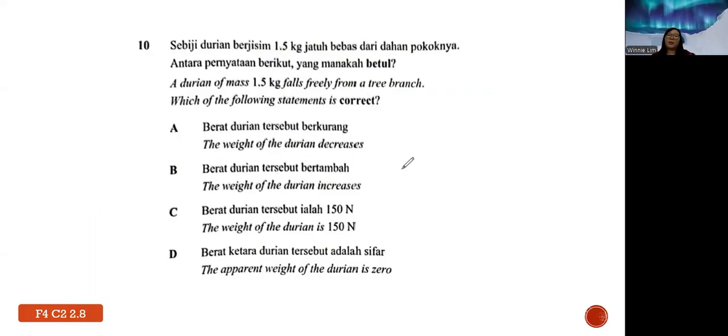So C, the weight of the durian is 150 Newton. Not so accurate. Why? Because W equals mg, and g is actually 9.81 on Earth. So that's why the value cannot be 150. It's close to 150, but less than that. But D, the apparent weight of the durian is 0. This is the correct answer, because when they experience free fall, the apparent weight is indeed 0.